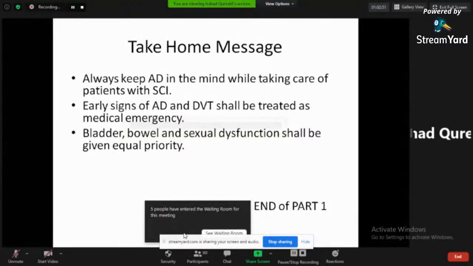Bowel and sexual dysfunction should be given equal priority. What happens with the patient? We take care of the motor aspect, sensory aspect, but we don't take care of bladder, bowel and sexual dysfunction. It should be given equal priority. So with this, I'm just finishing up part one, which is the biological impairments associated with spinal cord injury.